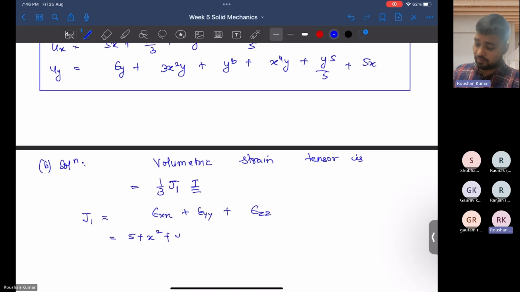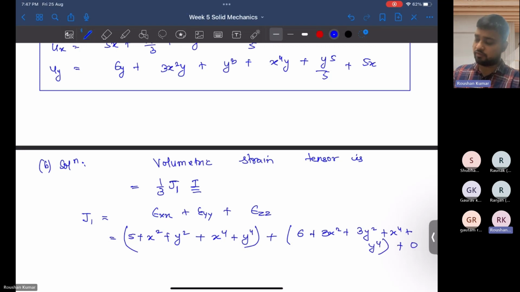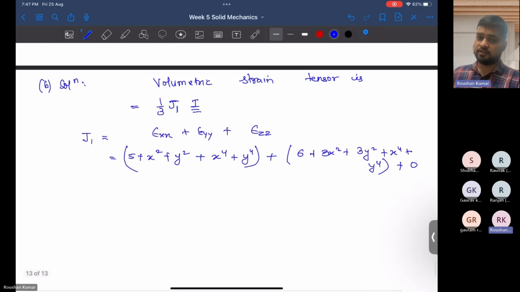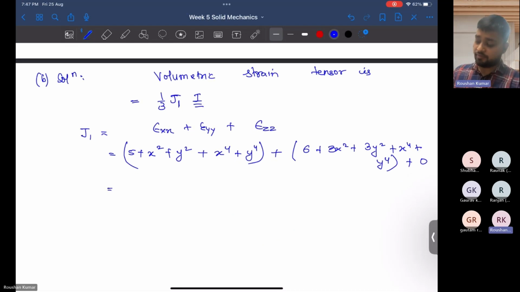5 plus x square plus y square plus x to the power 4 plus y to the power 4, plus 6 plus 3x square plus 3y square plus x to the power 4 plus y to the power 4, plus 0, because epsilon zz here is 0. It's a plane strain condition. If we simplify this, we will get 11 plus 4x square plus 4y square plus 2x to the power 4 plus 2y to the power 4. So this is the value of the first invariant of the strain tensor.